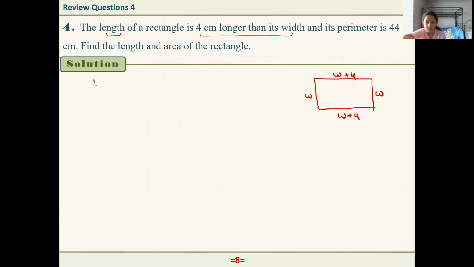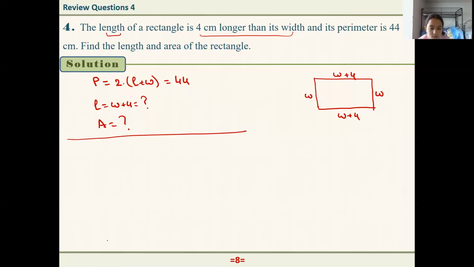So here, let's write it down quickly. Perimeter is 2 times length plus width. That's equal to 44. Find the length and area of the rectangle. So that means we need to find the length, which is equal to W plus 4. The second question is, we have to find the area of the rectangle. When you're reading this, you should draw the picture, write down what is given here. Now we will solve it.